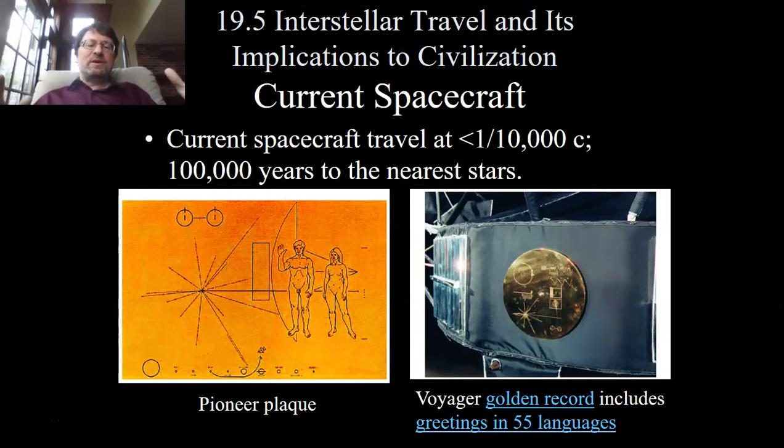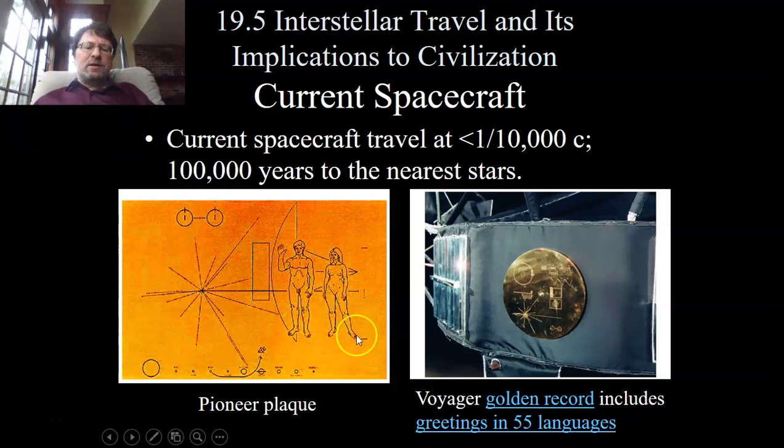And at that speed, it would take on the order of 100,000 years to get to the nearest stars. We have spacecraft that have left the inner and now the entire solar system. Those include the Pioneer and the Voyager 1 and Voyager 2. They've all exited the planetary region of the solar system, and actually the Voyager spacecraft has recently left the solar system. The plaque on the Pioneer shows us a more accurate drawing of what people look like.